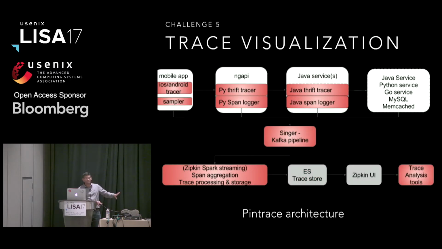And once the data is in ES, we have to allow the users to look at it. So for this, we just took the stock Zipkin UI and configured it to talk to our Elasticsearch cluster, through which our users can access these traces. There were a couple of problems with the stock Zipkin UI. One thing we wanted was favorite traces.